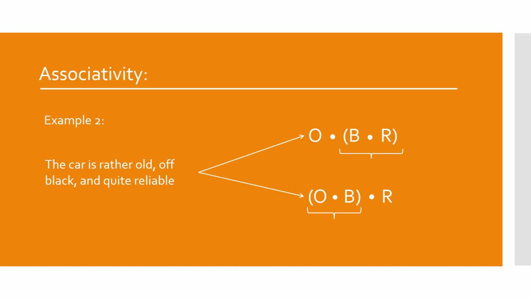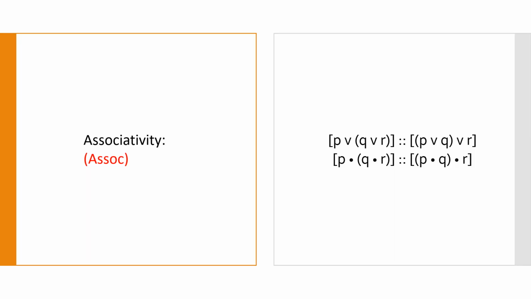But once again, where I exactly put the parentheses in such a statement is pretty much irrelevant. If I want to group O and B together instead of B and R, that is perfectly fine as long as all the way through the statement I'm just looking at conjunctions. If I'm mixing and matching things, then I can't simply move around my parentheses. But if it's all conjunctions or all disjunctions, I can move these parentheses around without affecting the truth value of the statement. So the basic rule of associativity is stated formally like this.